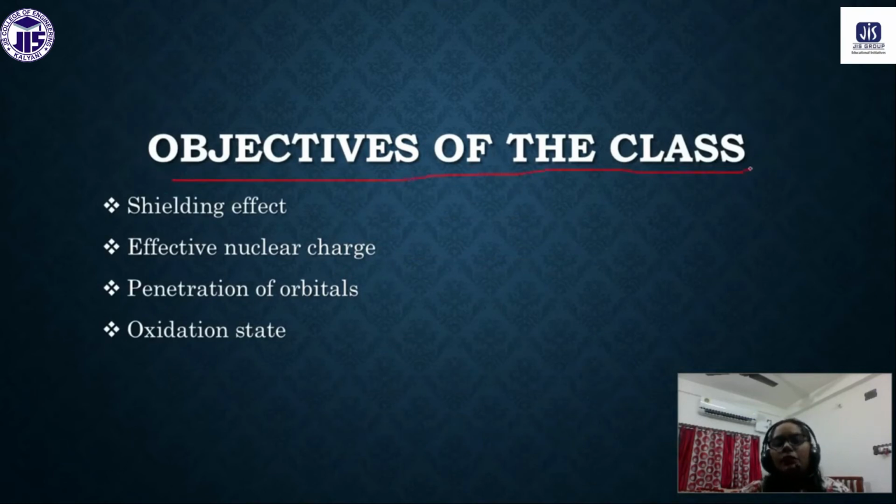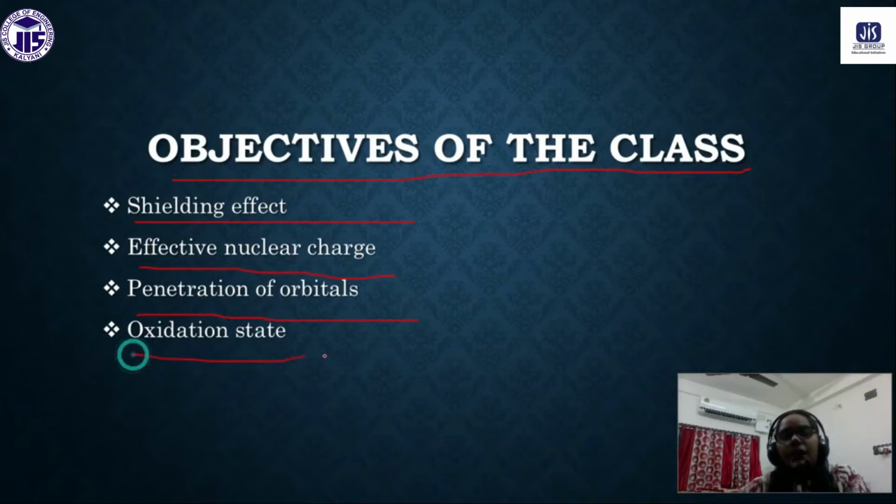So these are our objectives of today's class. First of all, we will discuss the shielding effect. Next, we will see what we mean by effective nuclear charge. Next, what do we mean by penetration of orbital, that is orbital penetration? That we will see. And at last, we will see oxidation state. We will calculate the oxidation states of some elements.